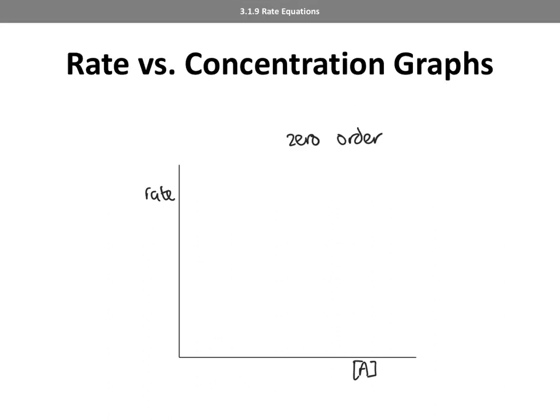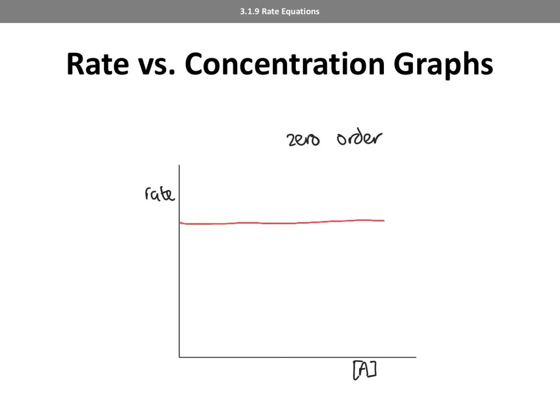Now, if you remember the zero order shape for the concentration against time graph, it was a constant gradient, right? It was a straight line. It was a constant decreasing gradient. Now, if it's a constant gradient, that means the rate's constant. So that means when we're plotting this graph, we just get a straight horizontal line. That is supposed to be a straight horizontal line.